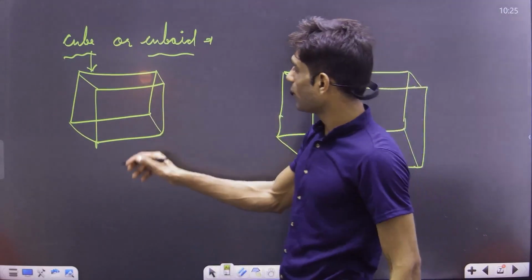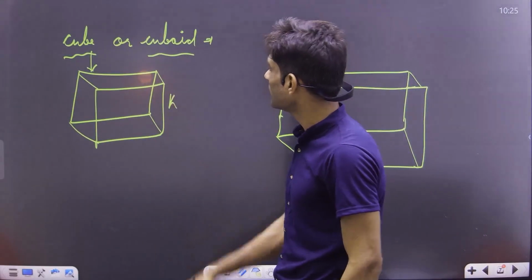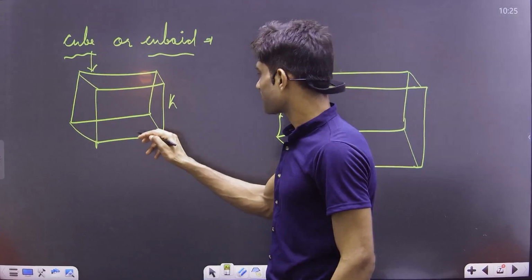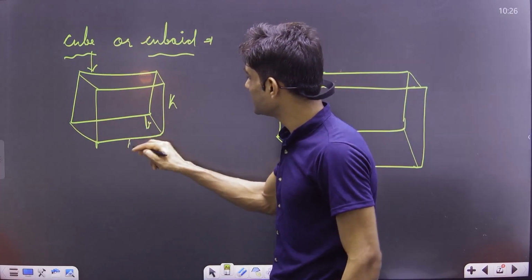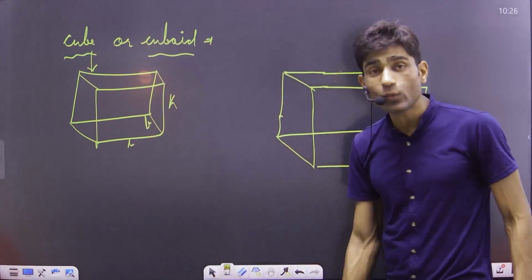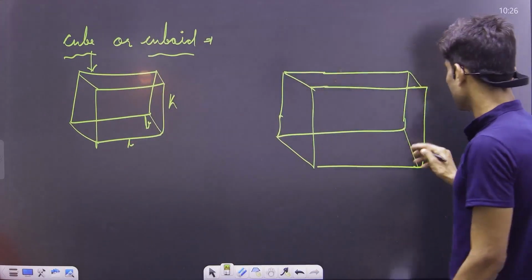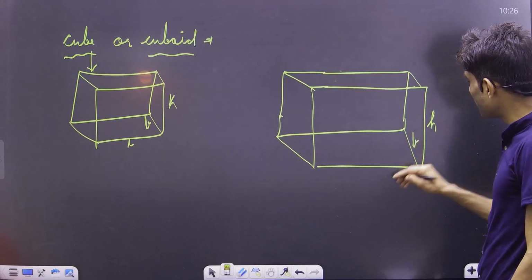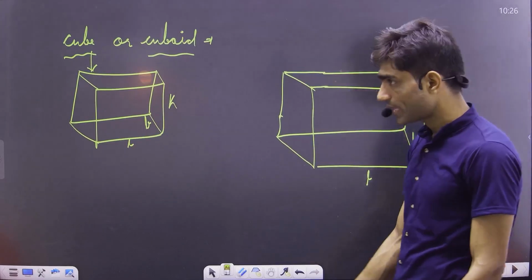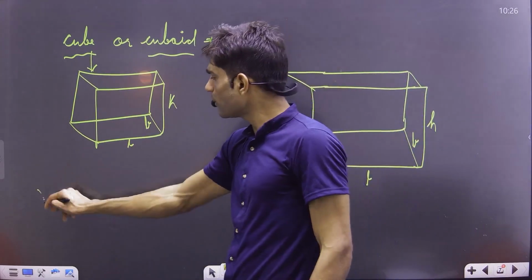Now we can see that this one is the height for the cube, this one is the breadth, and this one is the length. All are equal in the case of a cube. So this is the height, this is the breadth, and this is the length. Now, what about the volume?